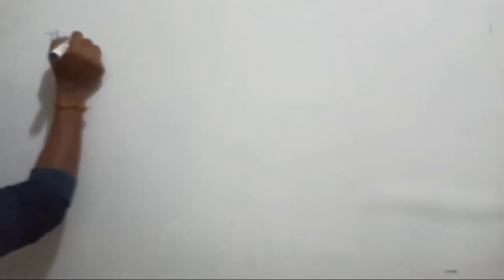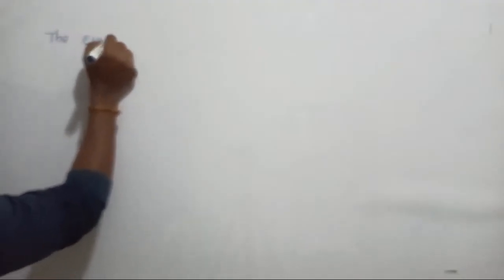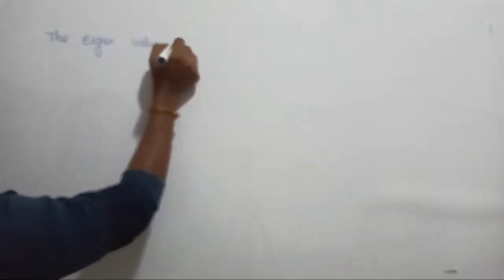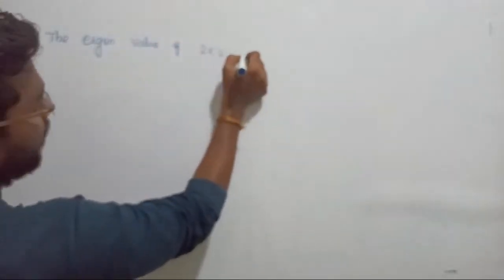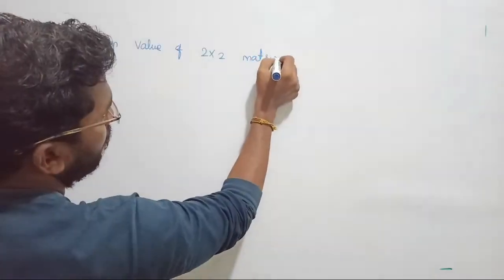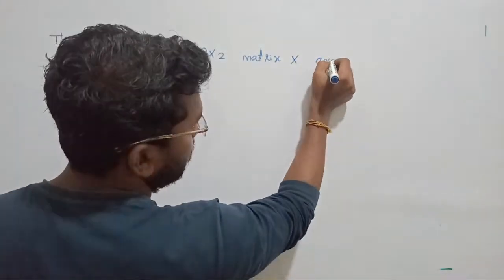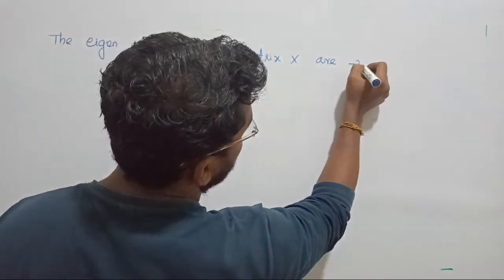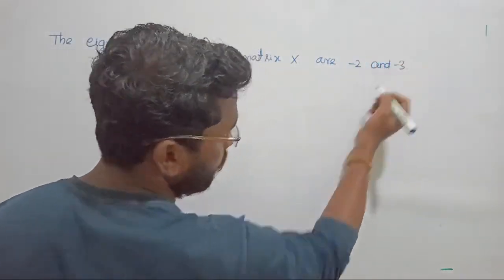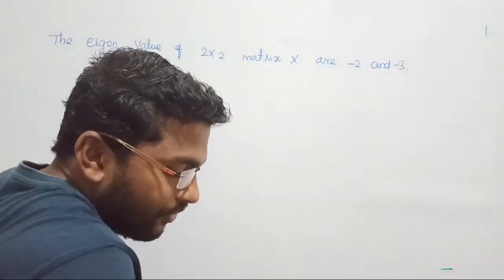The eigenvalue of 2 cross 2 matrix, this is a very good question actually. Let's try this one. This is, I think, from IS or instrumentation, I forget. The question is, please write it down: the eigenvalues of the 2 cross 2 matrix X are -2 and -3, right? -2 and -3. The eigenvalue of the matrix, right?